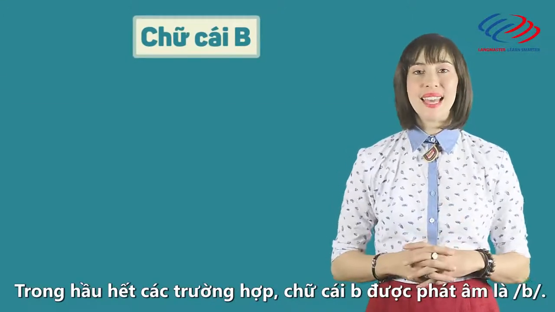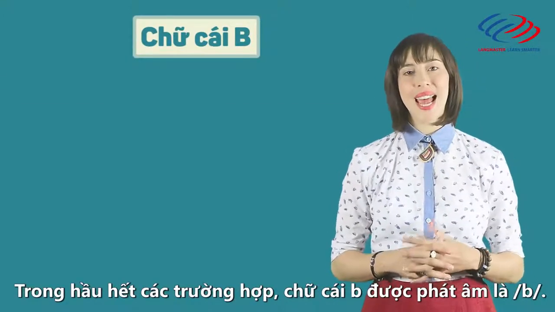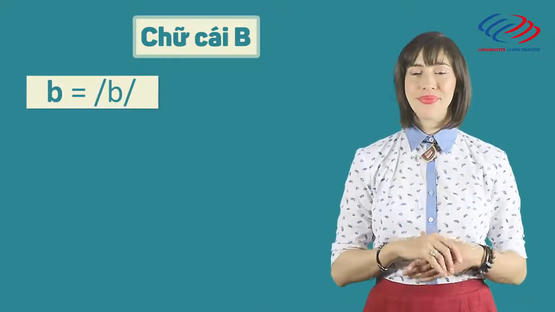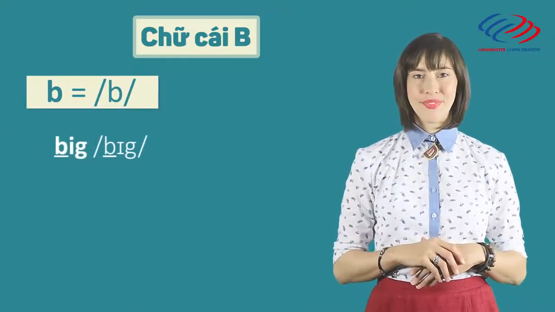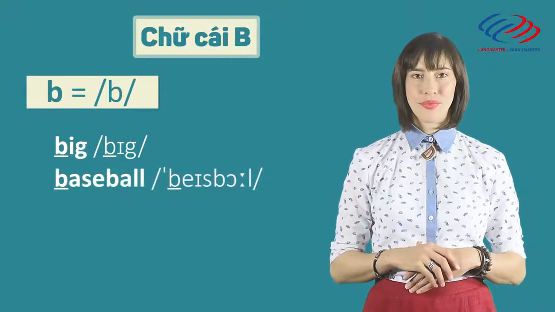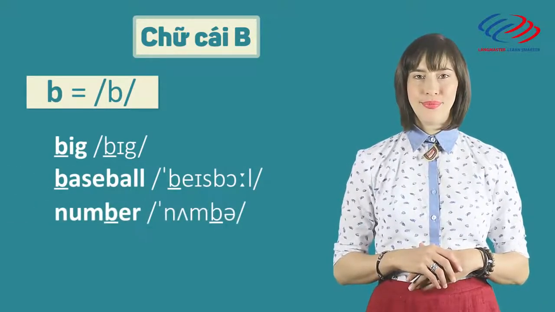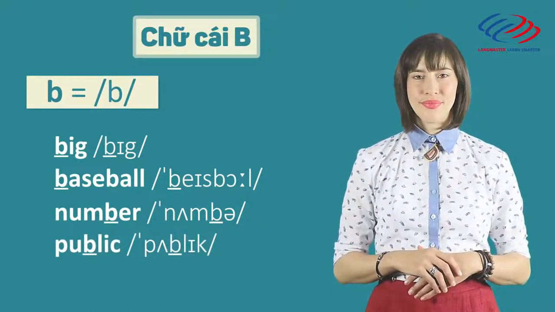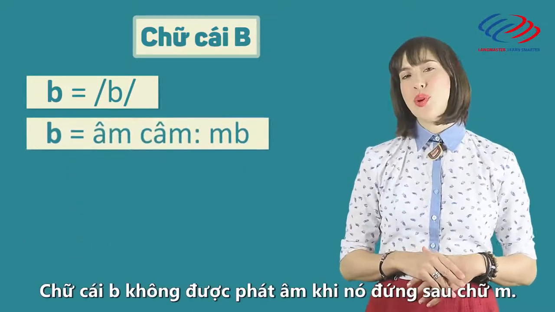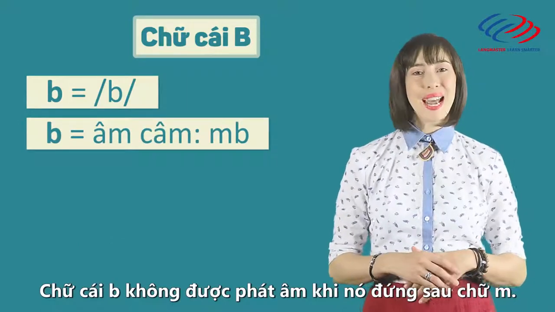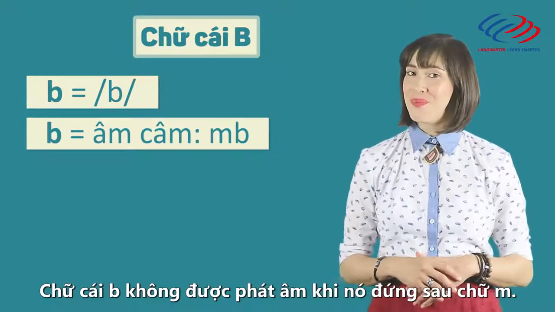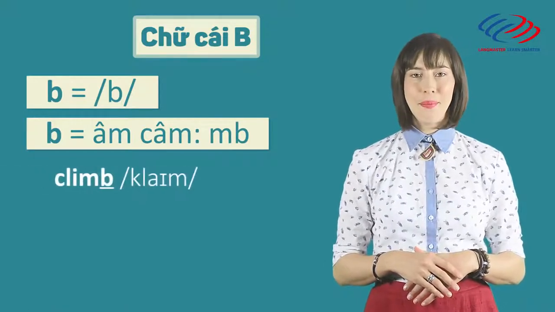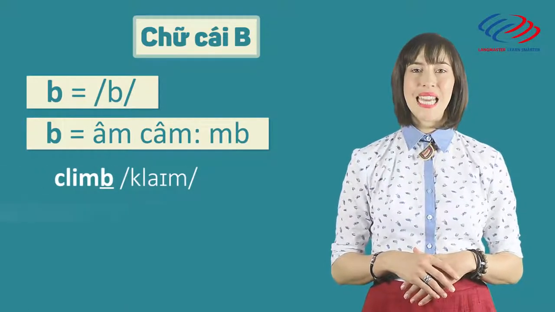In most cases, the letter B will be pronounced as B. For example, big, baseball, number, public. The letter B will not be pronounced when it comes after the letter M. For example, climb, dumb.